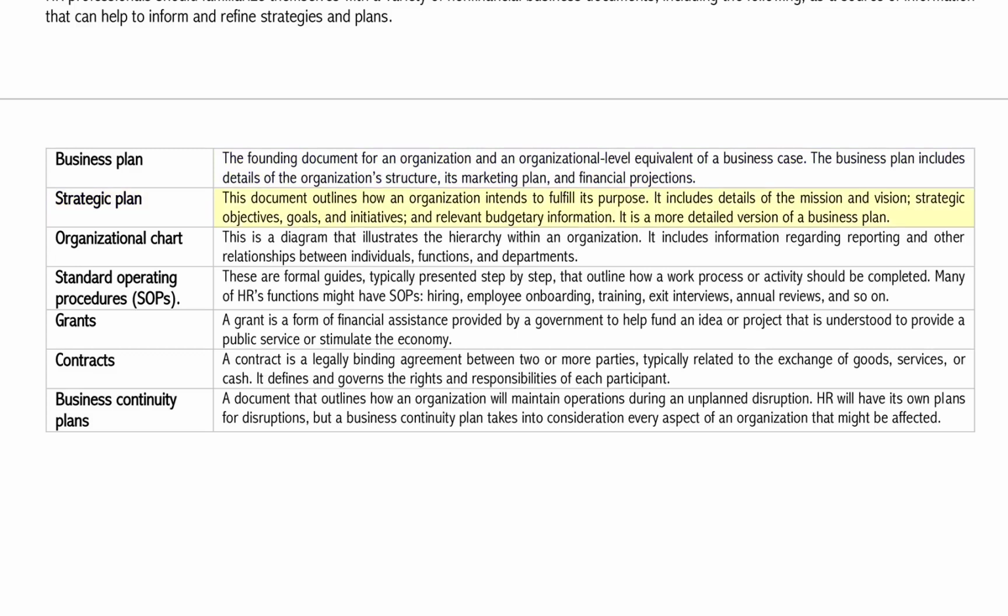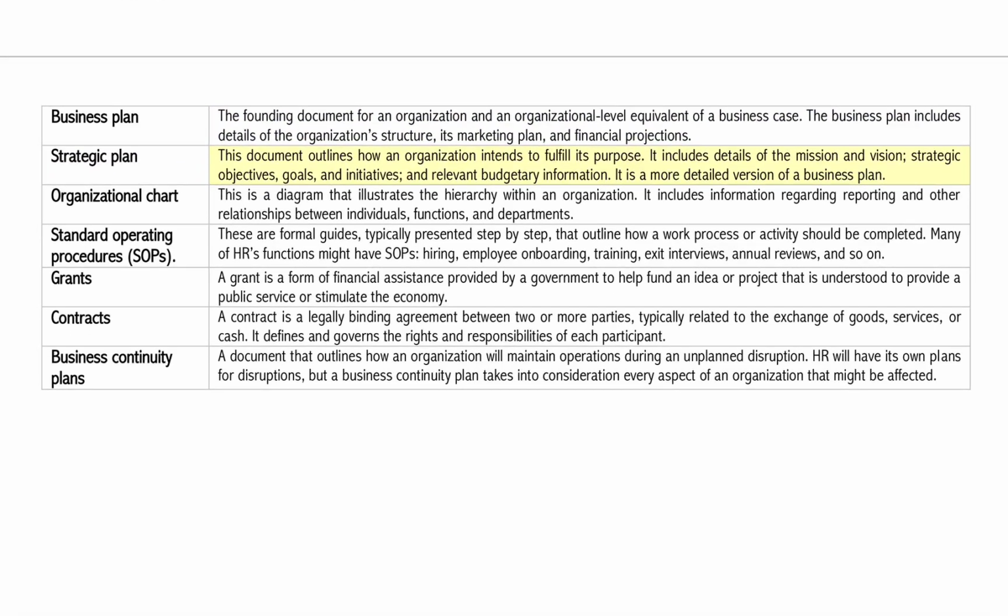Strategic plan. This document outlines how an organization intends to fulfill its purpose. It includes details of the mission and vision, strategic objectives, goals, and initiatives, and relevant budgetary information. It is a more detailed version of a business plan. Organizational chart. This is a diagram that illustrates the hierarchy within an organization. It includes information regarding reporting and other relationships between individuals, functions, and departments.